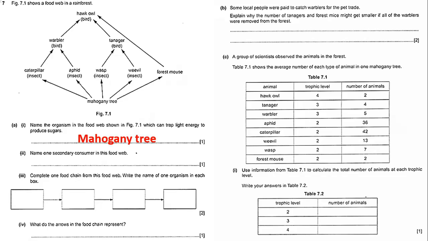Name one secondary consumer from the food web. You're going to look at the secondary consumers. So here you go. This is the primary consumer, secondary consumer. So it's going to be either the warbler bird or the tanager bird.